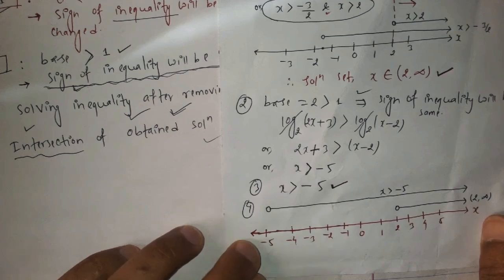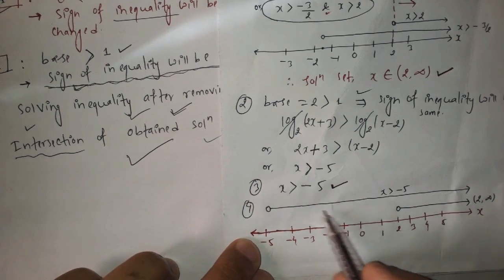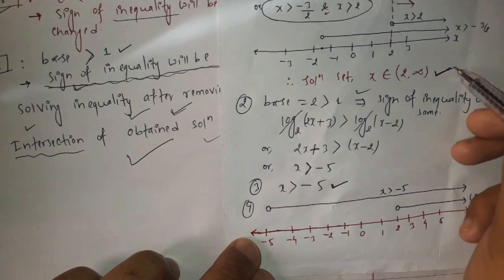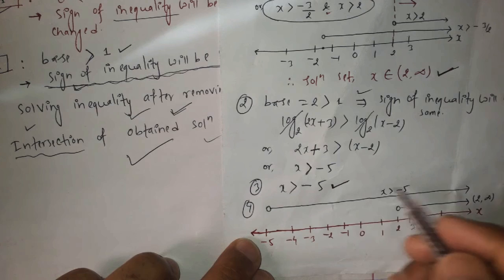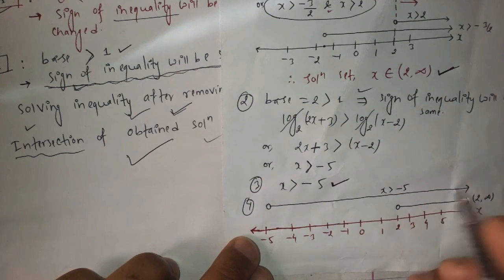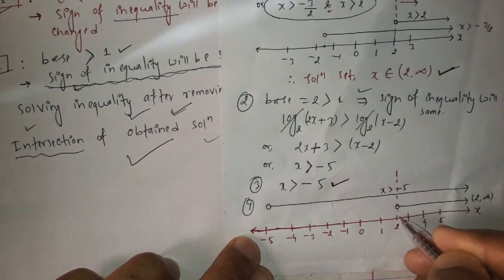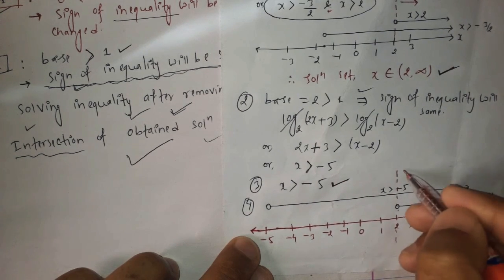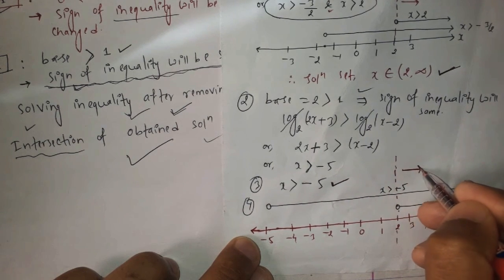So the fourth step is calculating the intersection of the obtained solution sets. One solution set is this and the next solution set is this. The intersection part is here. We can easily observe from this graph that the intersection part is between 2 and onward. This region is the intersection part.